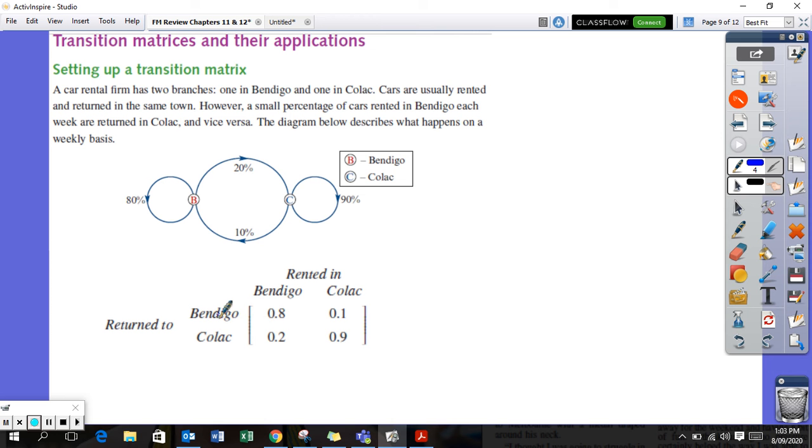So we say from Bendigo to Bendigo is 0.8. Bendigo to Colac, we're looking at the arrows, so rented in Bendigo, so Bendigo to Colac is 0.2. Okay, Colac to Bendigo is 0.1, 10%, and Colac to Colac is 0.9, 90%. So that's how we develop a transition matrix. Reasonably straightforward.